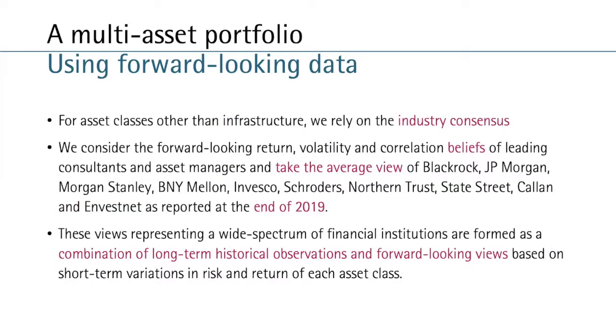Let's first consider other asset classes besides infrastructure. For these, we rely on the industry consensus. We have collected risk, return, and correlation estimates from leading asset managers and consultants, and we use their average view. As you can see, they represent a very wide spectrum of reputed financial institutions such as BlackRock, JP Morgan, State Street, Callan, and others. Typically, these forward-looking views are formed as a combination of long-term historical observations, and then there are specific views for each asset class as well, which may change as short-term variations are seen in the risk and return of each asset class.